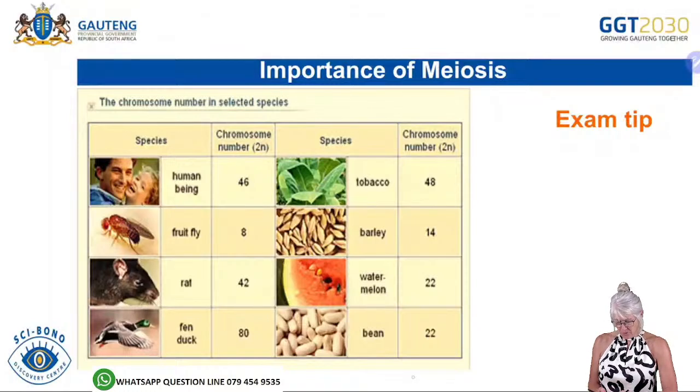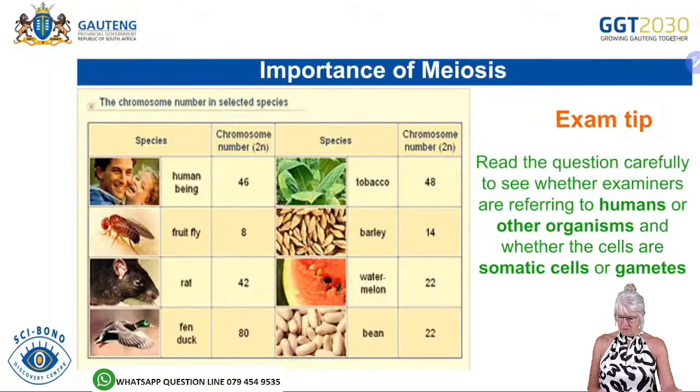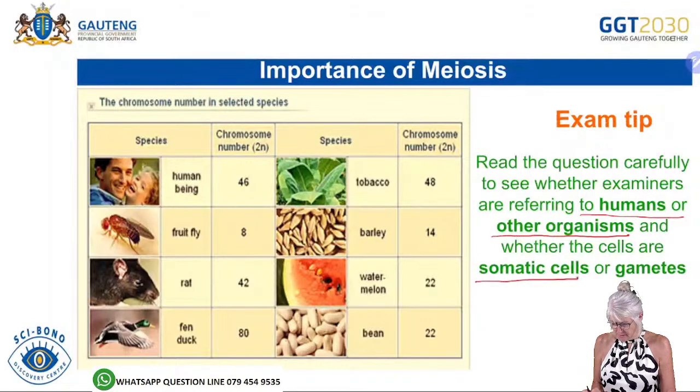So when we look at the diagrams that the examiners have given us, we have to look to see, did they say it's a human cell, or did they say it's just a random cell? If they want us to interpret it as a human cell, they would say, in humans, how many? So that's what you need to look at. You need to read those questions very carefully. Read the question carefully to see whether examiners are referring to humans or other organisms, and whether the cells are either somatic cells or gametes, because that would also make a difference.